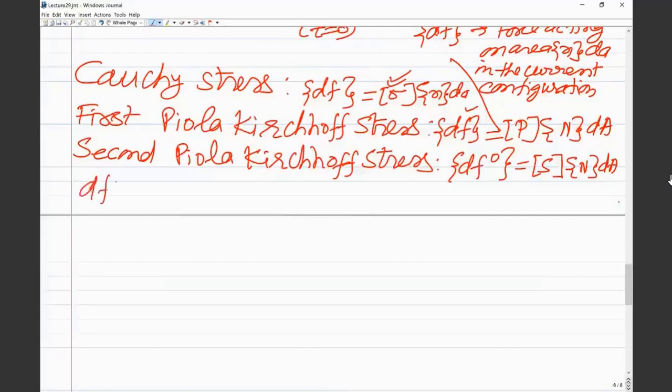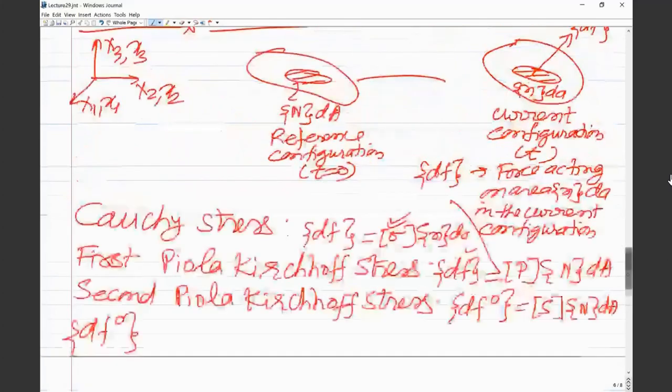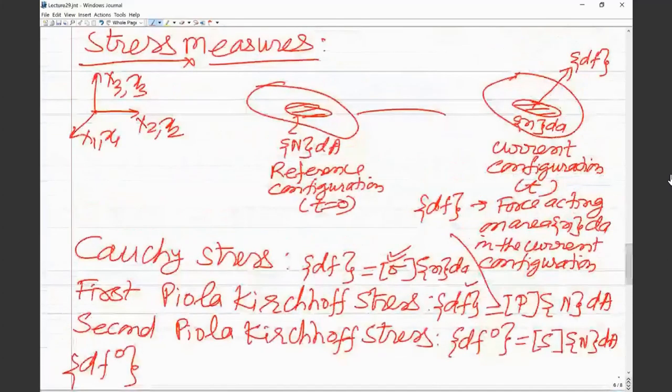So here, can you define that df naught? Yes, sir, df naught I was asking. What is df? Yeah, df is the force vector over this small area NDA in the current configuration. You see, this area is NDA, and in this there is a force which will have components along x1, x2, x3 directions, that is given by vector df.